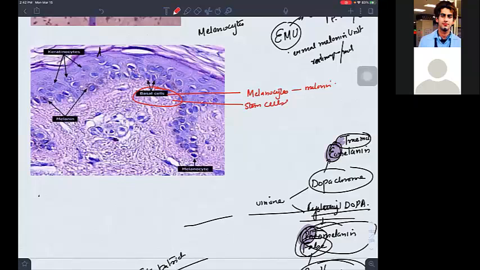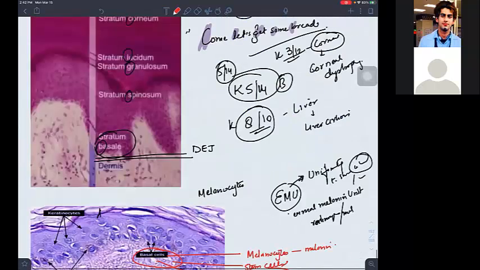Okay. We have Merkel cells. What is a Merkel cell doing? It is for light touch. You have receptors for light touch. So light touch sensation, fine touch sensation, is done by Merkel cells. Okay, these Merkel cells are in the basal layer. We had also drawn the basal layer last time.